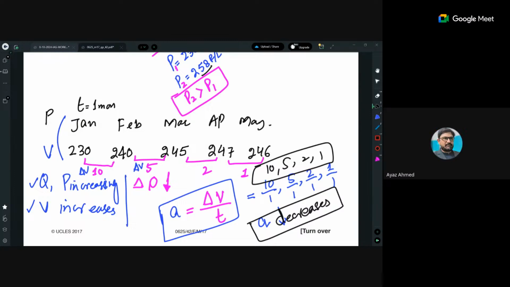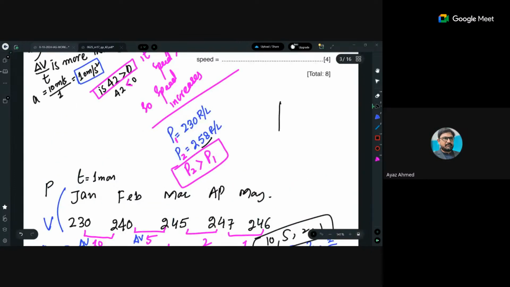What was the velocity doing? Velocity increases. But what is the acceleration doing? It decreases. Yes. So if I draw the graph of this change, can I say that initially the change was more, then the change reduces, and finally it becomes constant? This is V and this is T. Is it possible?